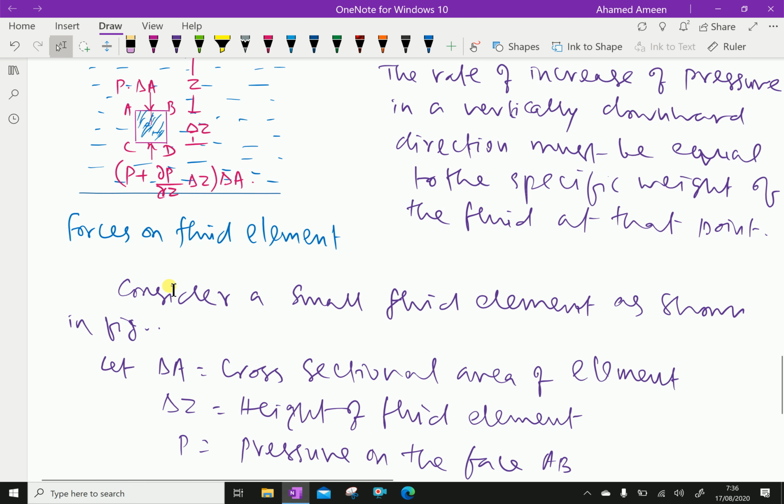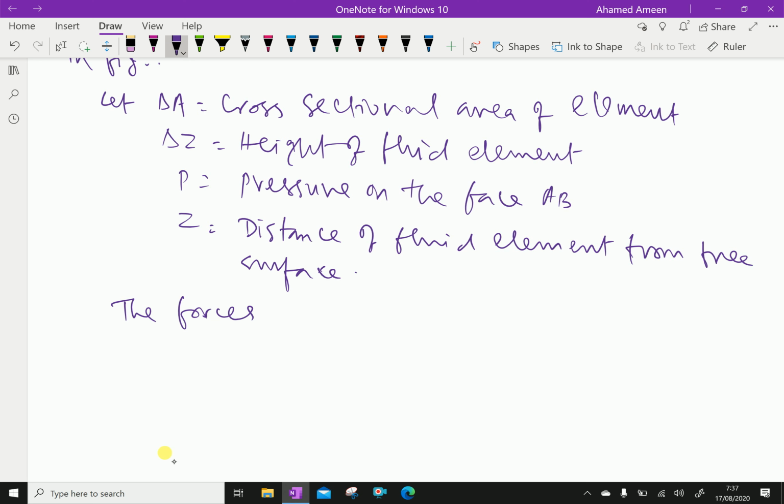The forces acting on the fluid element are here. This is a fluid element. We consider the downward force, upward force, and right side and left side forces. First is the pressure on AB. That is the pressure force. Force on AB equals pressure times that small cross-sectional area delta A, acting downward.